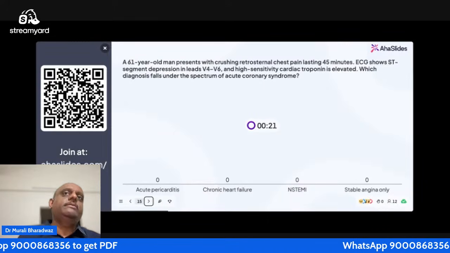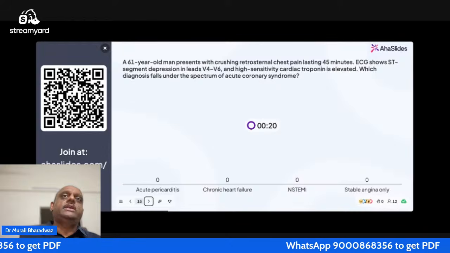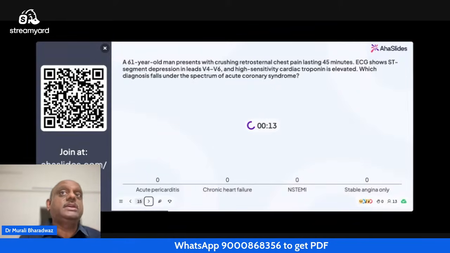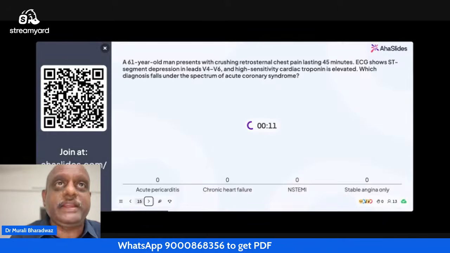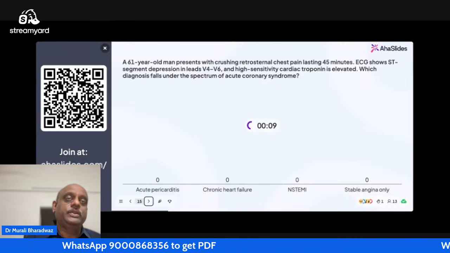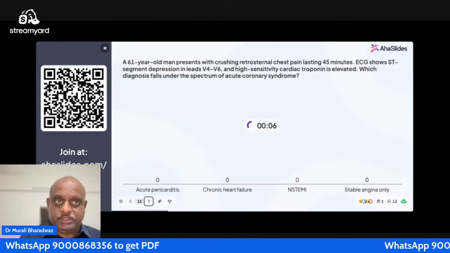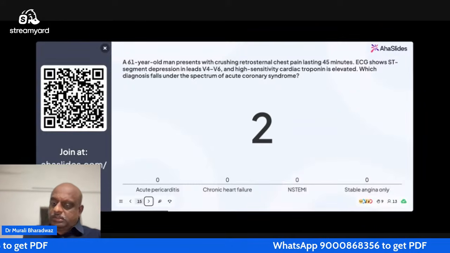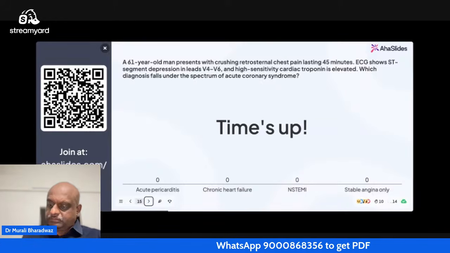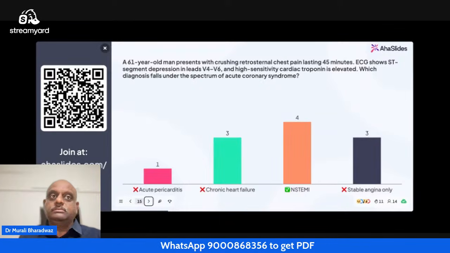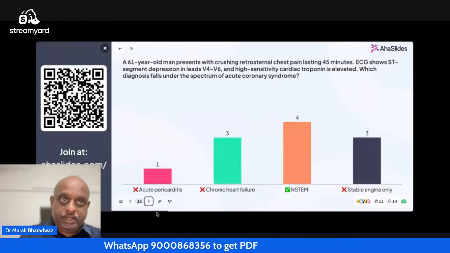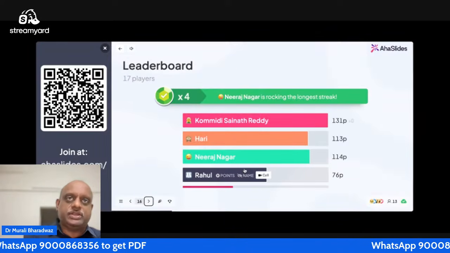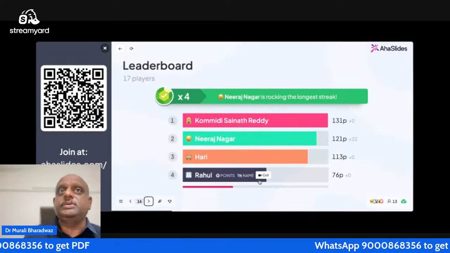A 61-year-old with crushing retrosternal chest pain, ST segment depression. Depression is a sign of ischemia. So, high sensitivity cardiac troponin is elevated. What is your diagnosis in this given case? Yes, it is non-ST elevation MI because of the elevation of the cardiac enzymes.